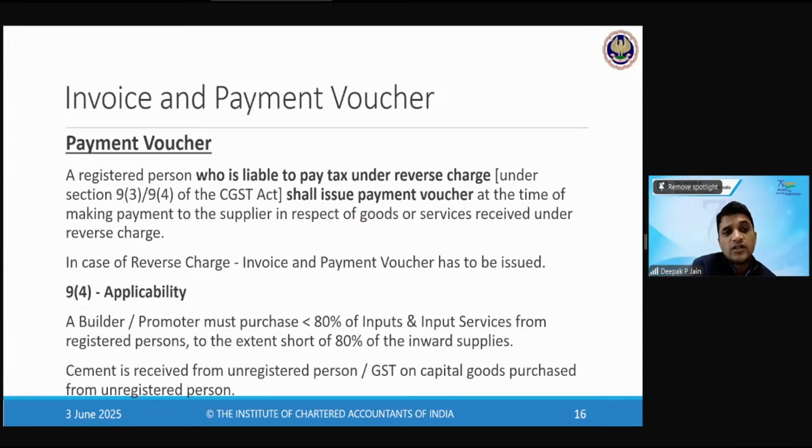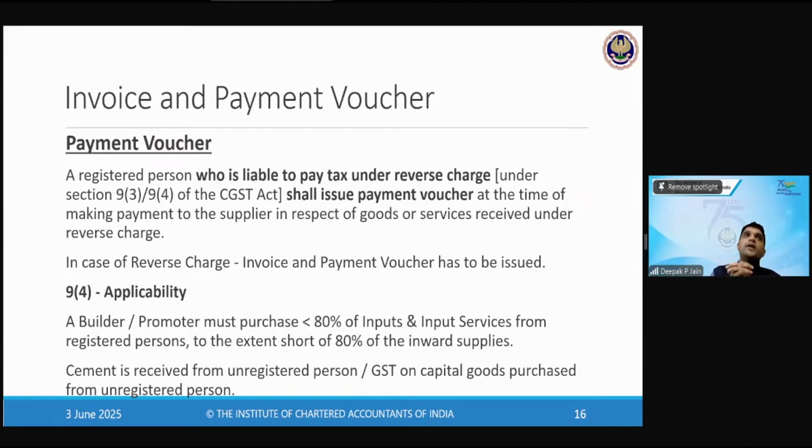Invoice and payment voucher. A registered person who is liable to pay tax under reverse charge shall issue the payment voucher whenever you're buying some goods from a person or taking services from somebody who is not registered and on which you have to pay reverse charge basis GST. There you will give a payment voucher. So in that case, you will give a payment voucher at the time of making payment to the supplier. And for reverse charge, you will also raise an invoice. Correct? You will raise an invoice and give a payment voucher.